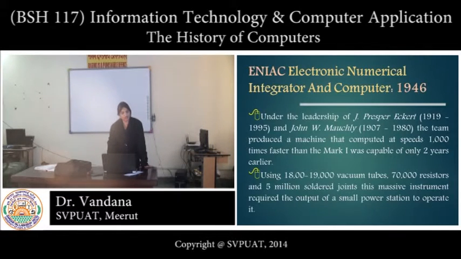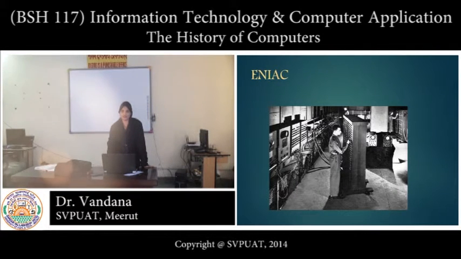And then, 2 years later, ENIAC, Electronic Numerical Integrator and Computer, came into existence, which was invented by Professor Eckert and John Mauchly. It used around 1800 to 1900 vacuum tubes and transistors, and the size of this machine was such that it could be fitted in a single room, and it generated lots of heat and used lots of power.